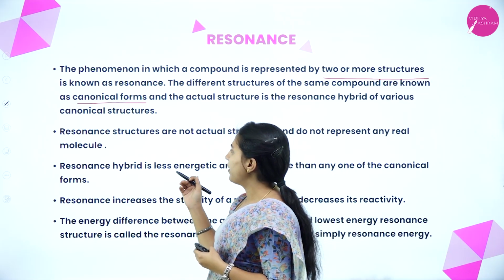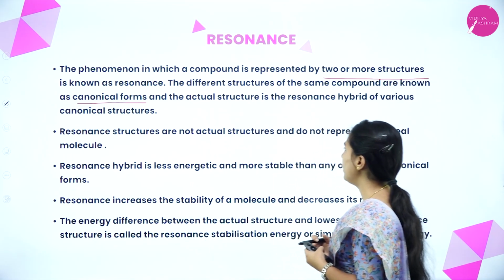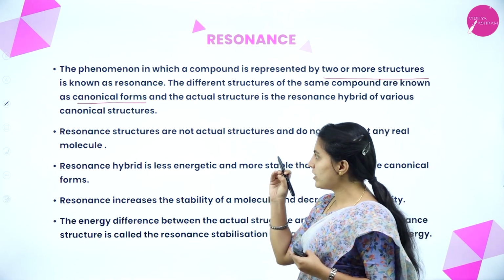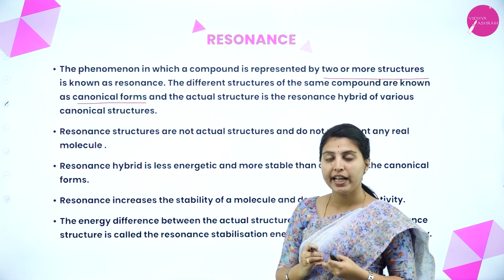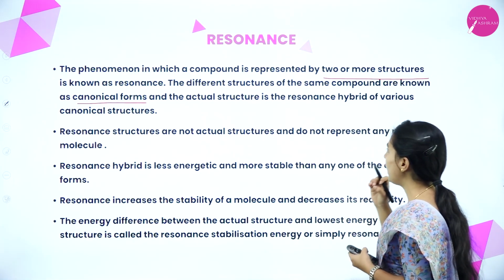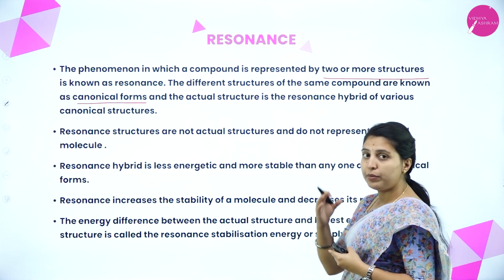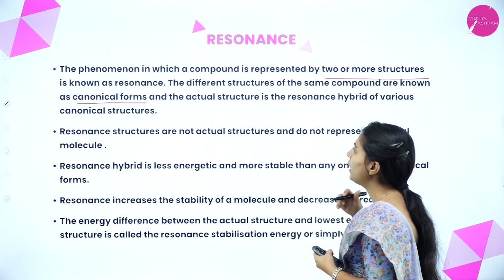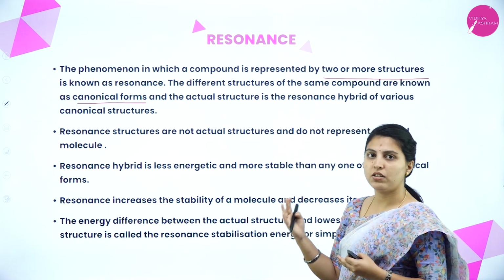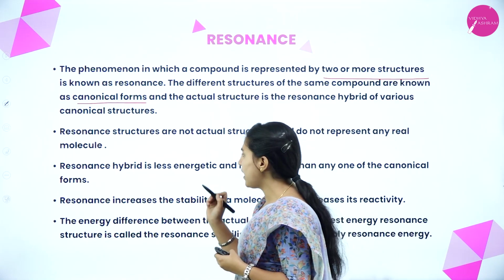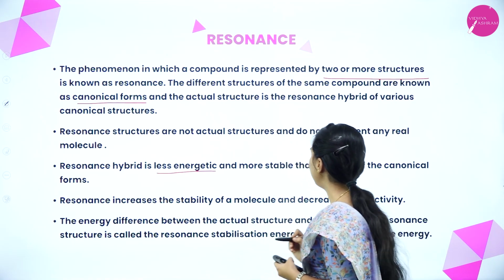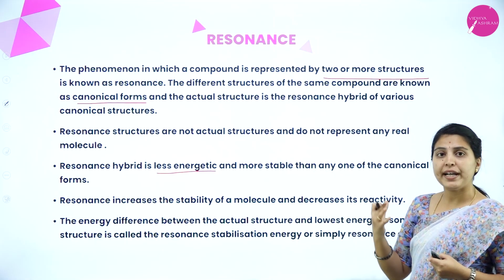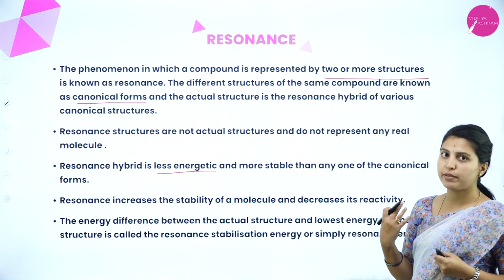Resonance structures are not actual structures and do not represent any real molecule. Whatever resonance structures or canonical forms we write, they are not completely the actual structure. From the various resonance structures, the hybrid will be the one form. The resonance hybrid is less energetic and more stable than any one of the canonical forms. Yes, from the canonical forms, one resonance structure has been formed.